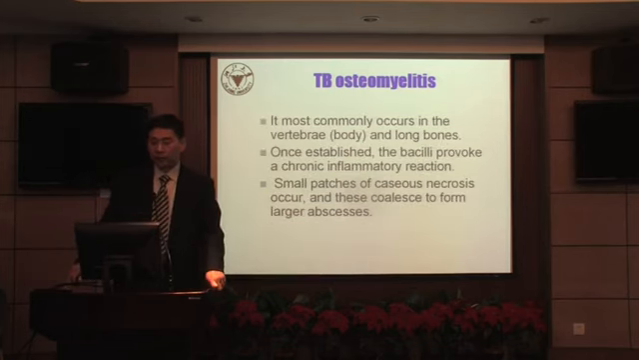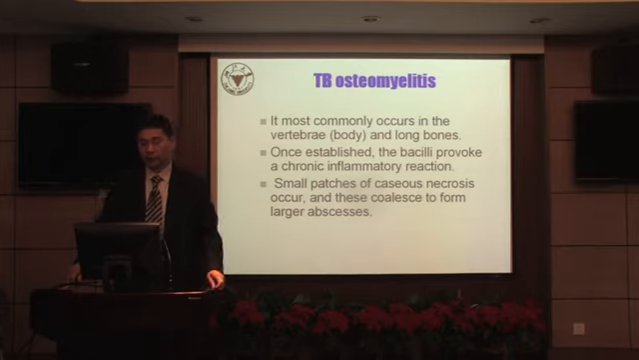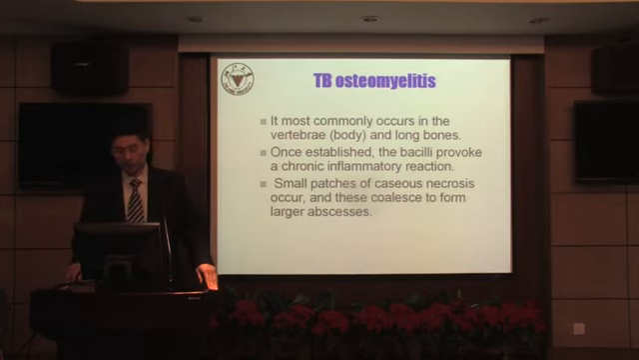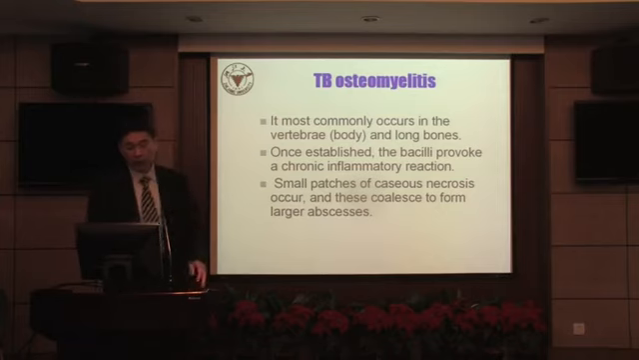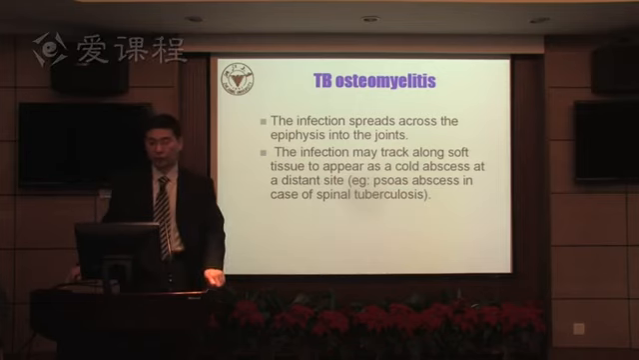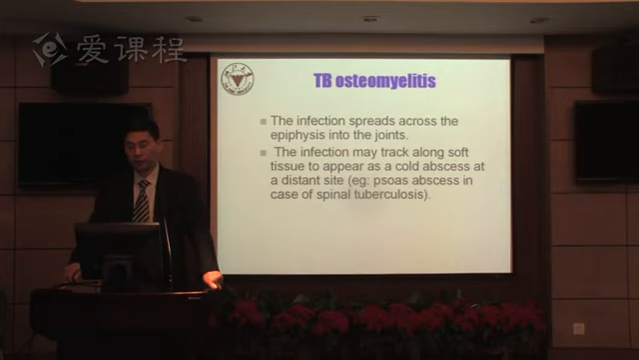It most commonly occurs in the vertebral and long bones. Once established, the bacilli provoke chronic inflammatory reactions. Small patches of caseous necrosis occur, and this progresses to form larger abscesses. The infection spreads across the epiphysis into the joint, and the infection may track around soft tissue to appear as a cold abscess at a distant site.